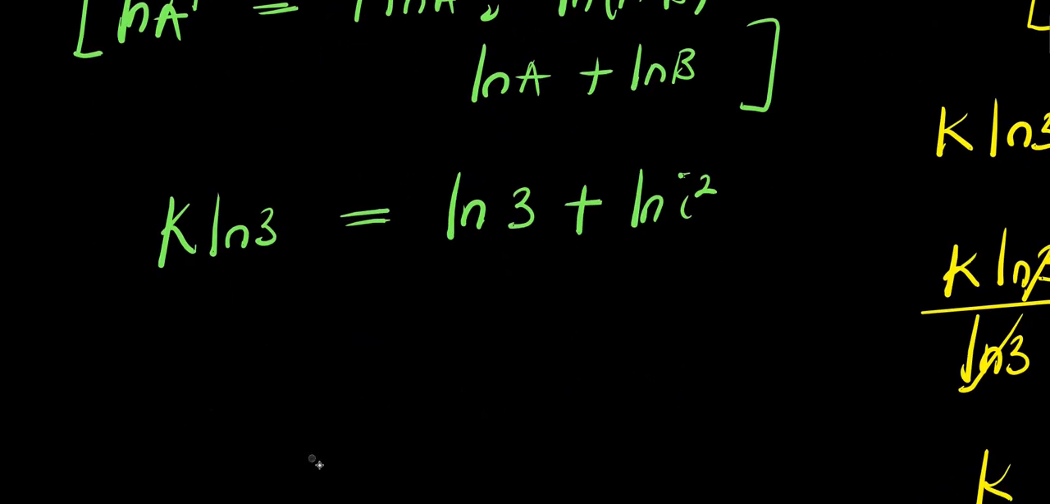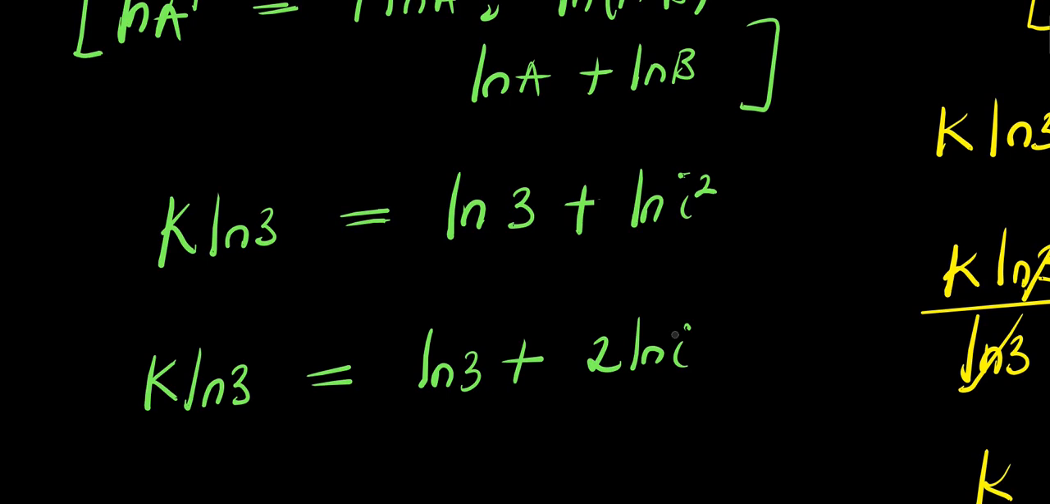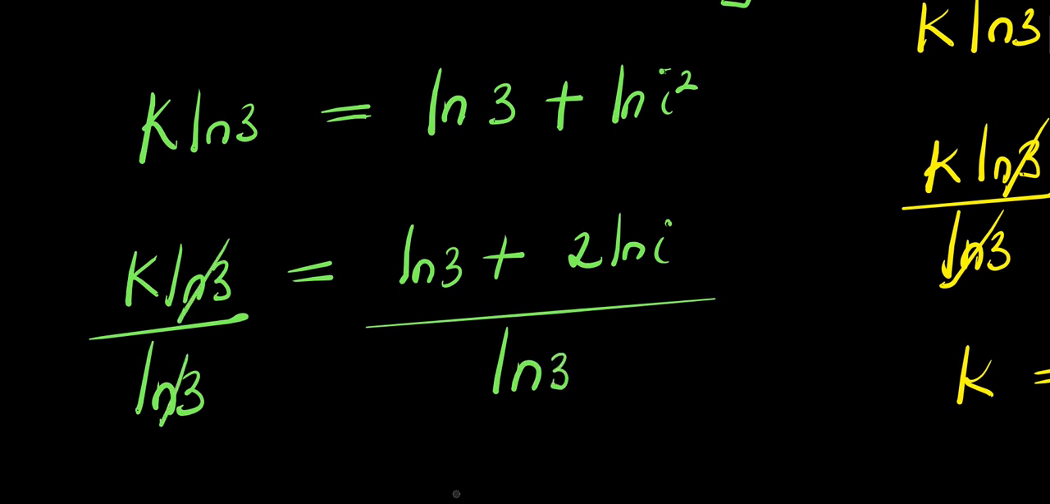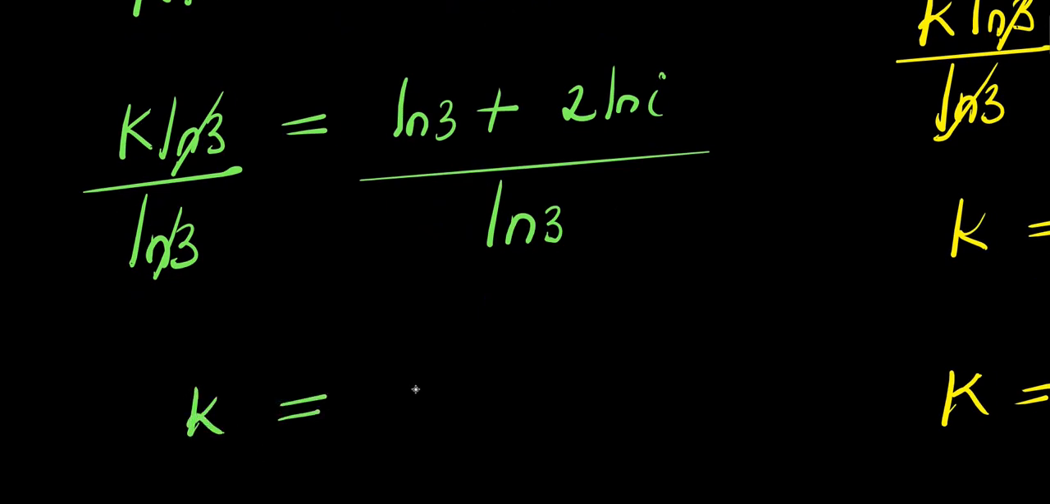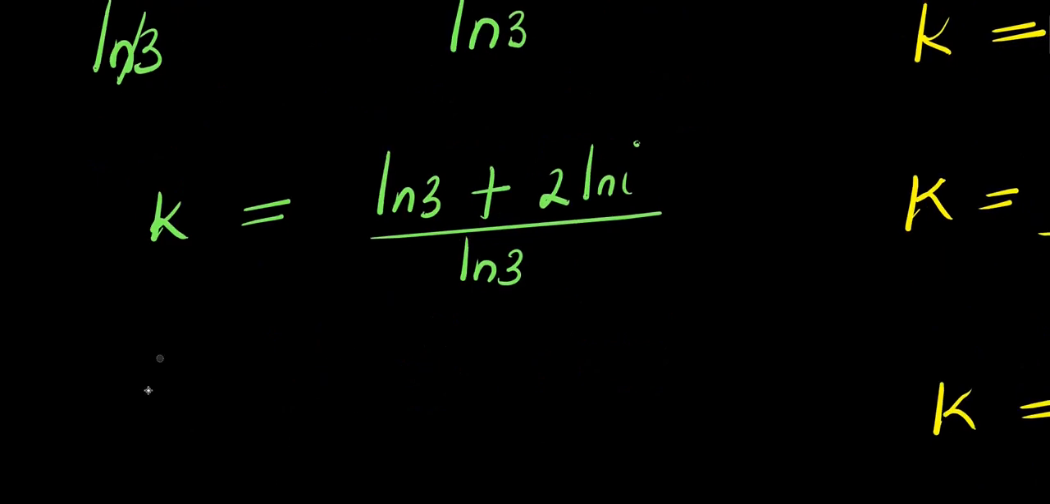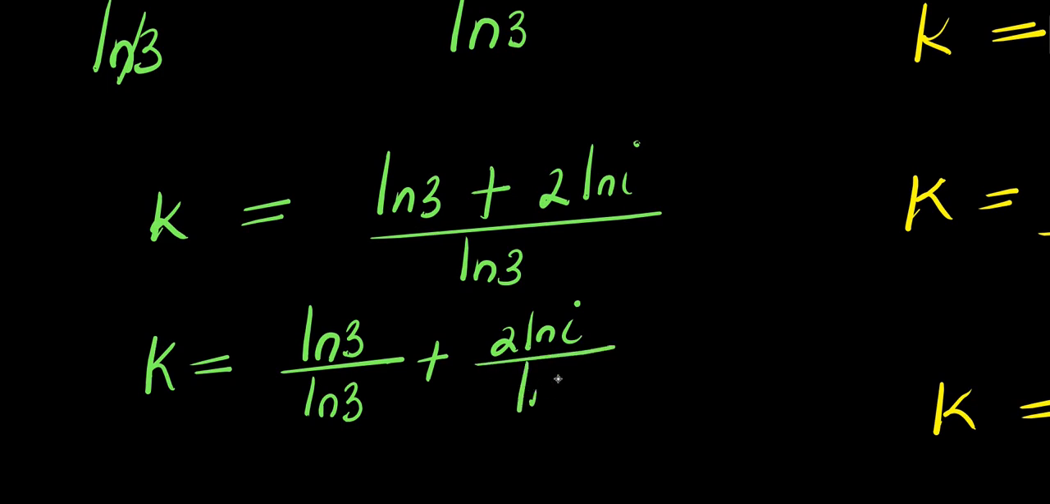So from here, I will simply have k times natural log of 3 equals natural log of 3 plus, this will come in front of the natural log, 2 times natural log of i. So solving for k, I divide this by natural log of 3. I divide this by natural log of 3. This eliminates this. I have k equals natural log of 3 plus 2 times natural log of i, divided by natural log of 3. So from here, I'll simply have k equals natural log of 3 divided by natural log of 3 plus 2 times natural log of i divided by natural log of 3.